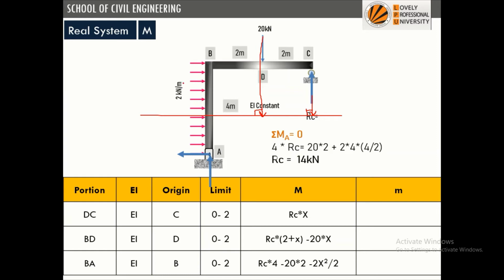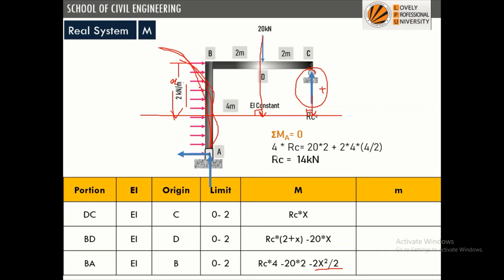Then about UDL, this distance is X. So the bending moment equation will be WX square by 2, so W is 2 into X square by 2. We can clearly see that the tendency of this force about this member is to bend it like this. So this is going to be positive.